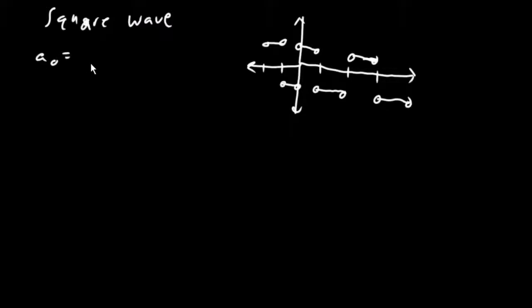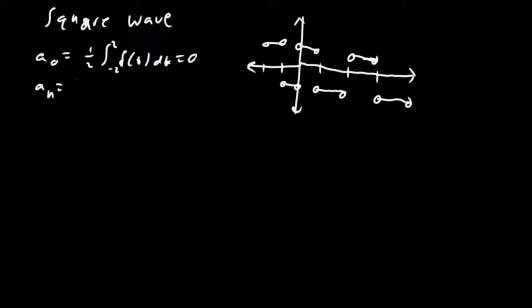So a sub naught is equal to 1 over L, integral from -2 to 2 of f of t dt. And again, we don't really even have to carry out this integral because we know the integral across the entire period of f of t is just going to be 0 area, equal to 0. Now let's do a sub n.